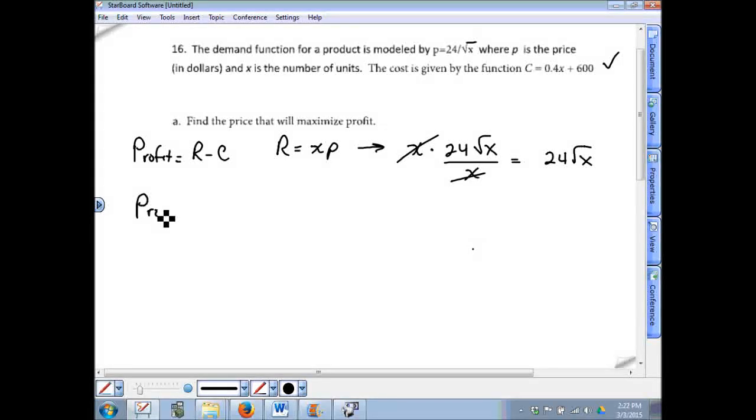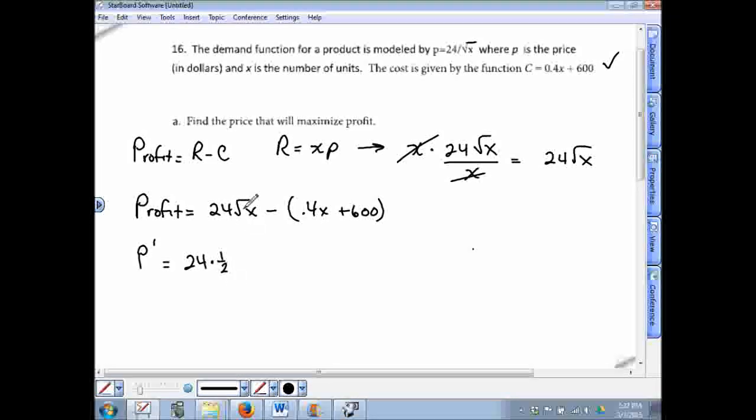So then profit is equal to revenue minus the cost, and then P prime, or the derivative of the profit, is equal to 24 times the derivative of the square root of x. If you think about the square root of x as x to the 1/2, the derivative is 1/2 x to the negative 1/2.